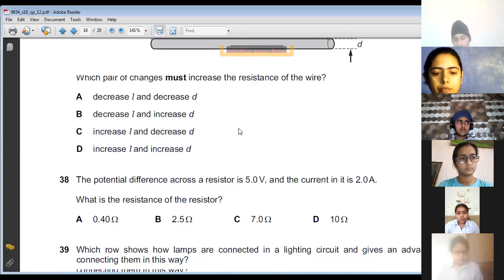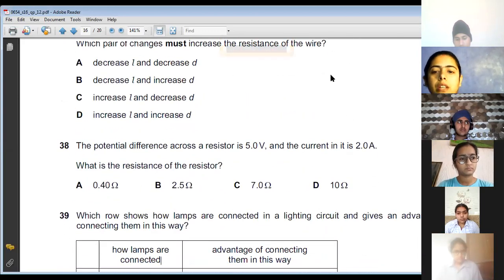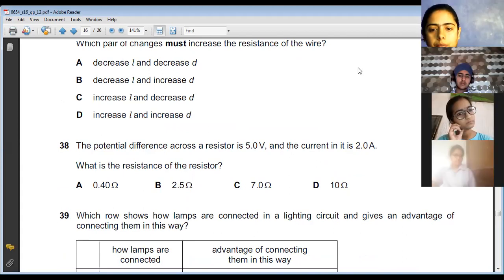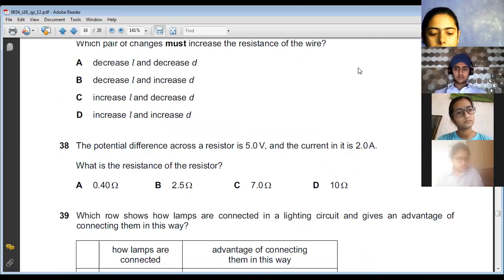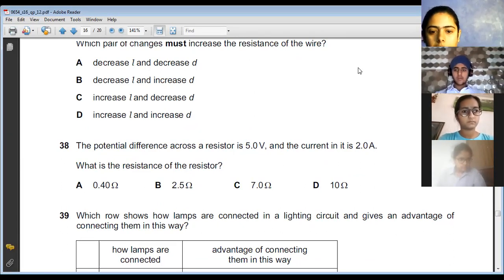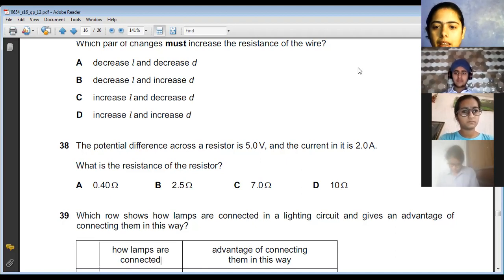Question number 38. The potential difference across the resistor is 5 volts and the current in it is 2 ampere. What is the resistance? A very simple and straight question it is. Who is going to tell the answer for this? Ma'am, B, 2.5 ohm. One is saying B. Navjot, you are saying A. Ma'am, 2.5. Acha, B. Okay.